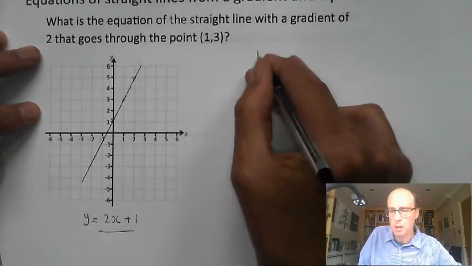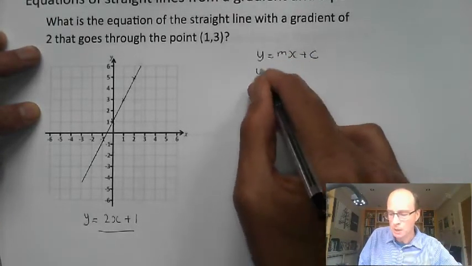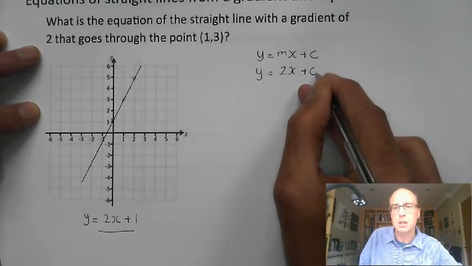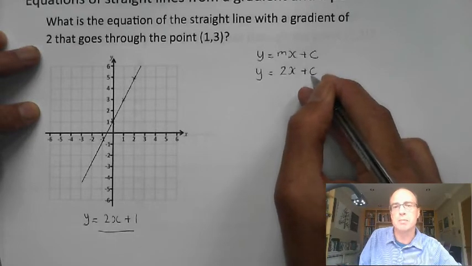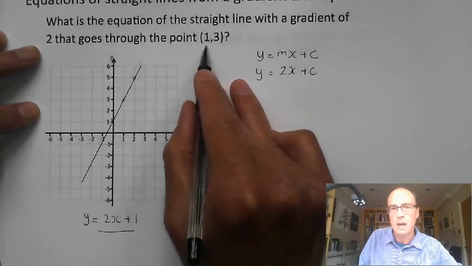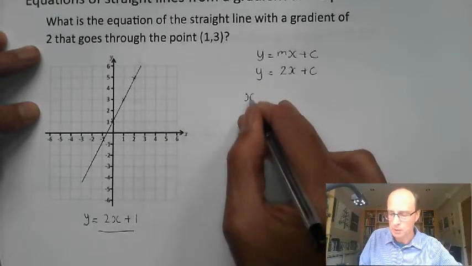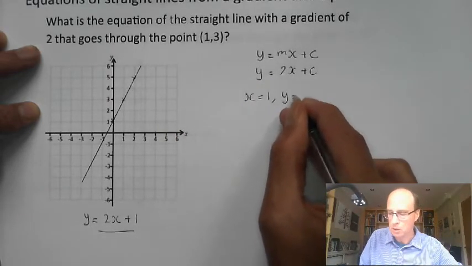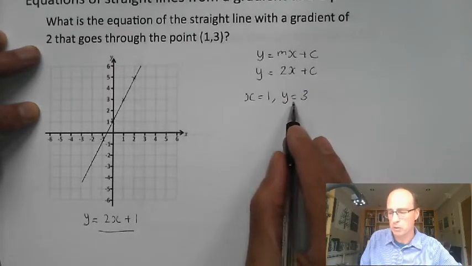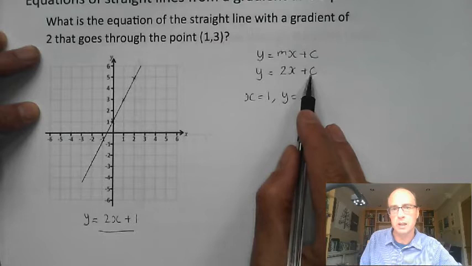First of all, let's write down the equation of my straight line, y equals mx plus c. We know in this case that the gradient is 2. So when x is equal to 1, y is equal to 3. Let's write that down. x equals 1 and y equals 3. So if I substitute those two values into this equation, I'm going to be able to work out what this value of c is. So let's do that.